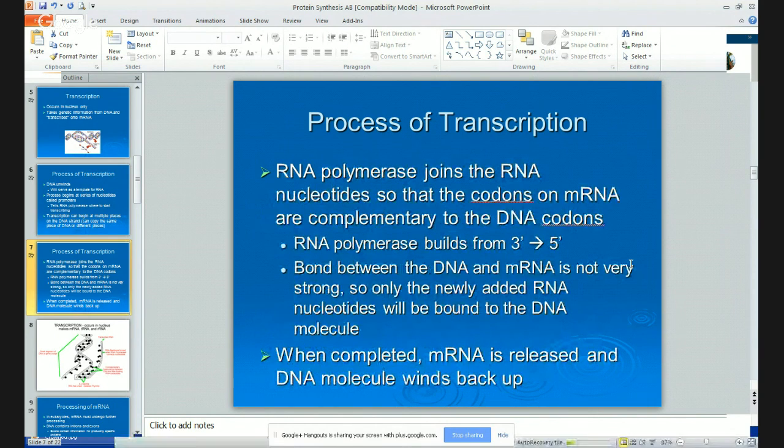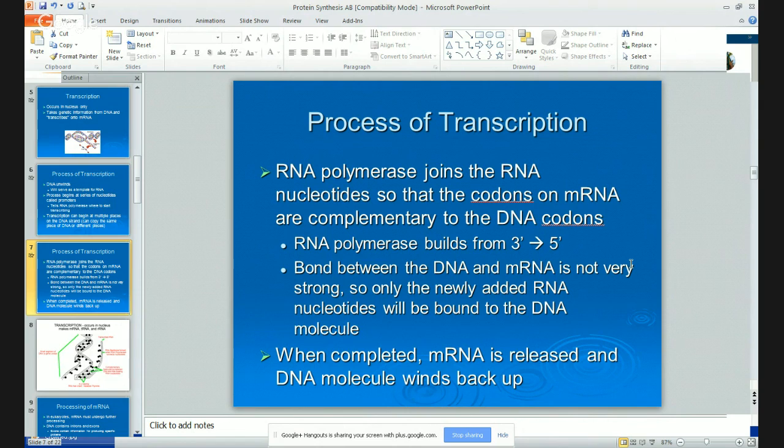So after the DNA has unwound and after the RNA polymerase has found the promoters and started to transcribe, it's going to start building that messenger RNA strand. It's going to read the DNA strand and build the matching, or complementing, I guess would be the best word, messenger RNA strand.